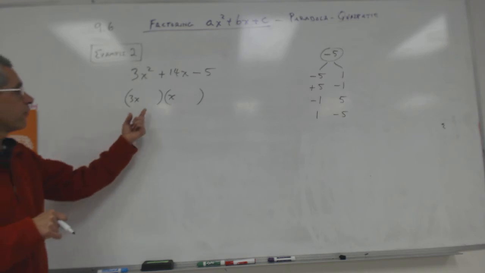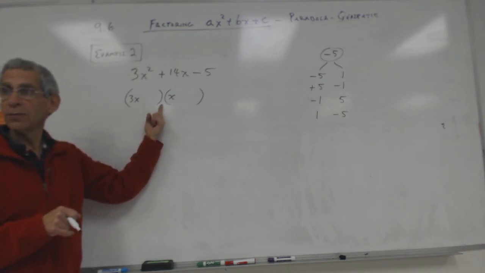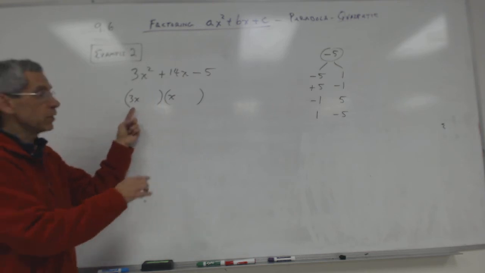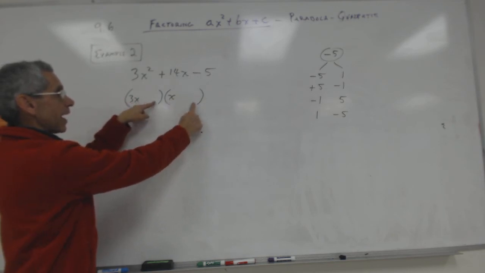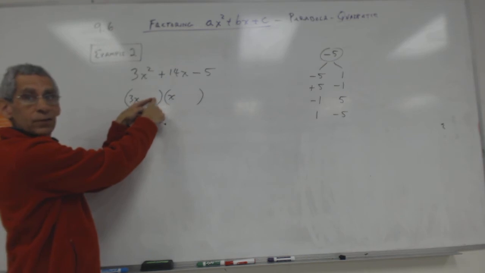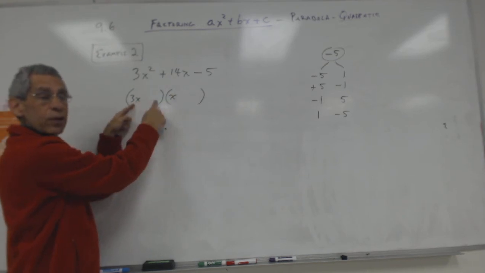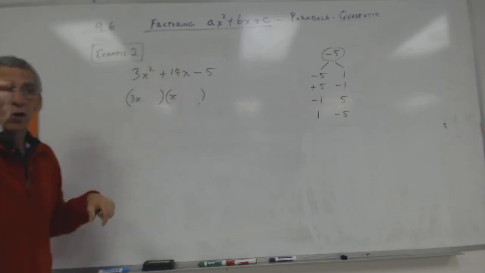Minus 1. Now, if I put the 5 here, will the 3x ever multiply times the 5? No, because it's going to be first, outside, inside, last. If I put it here, the 3x never touches the 5. Does that make sense? If I want the 3x to multiply times the 5, I've got to have the 5 over here.